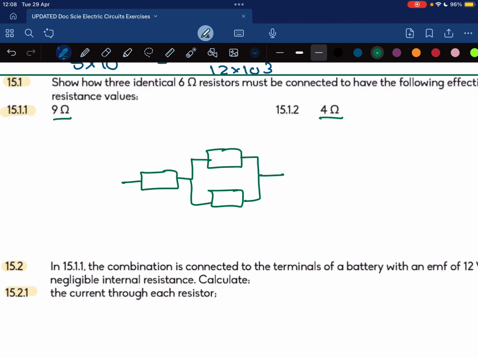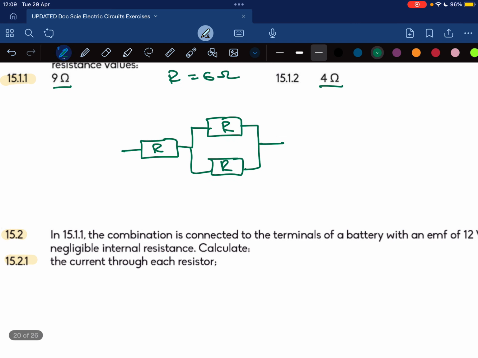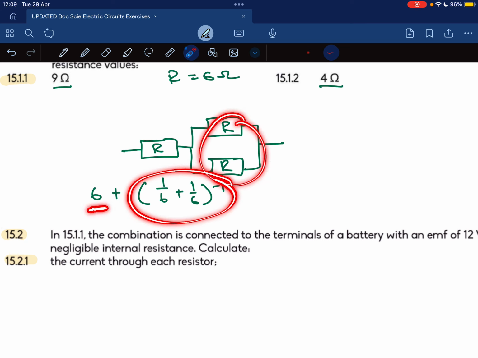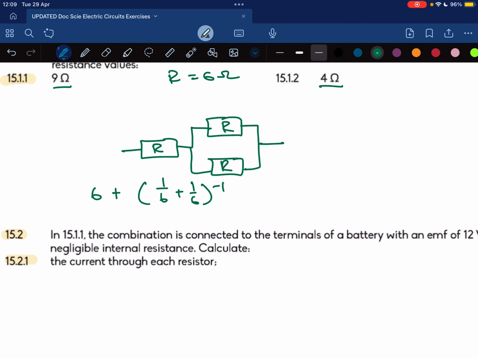So if I did this, I would say, okay, well, I'm just going to put R, but we know that R is 6 ohms. So let's have a look and see. If I have 6 plus 1 over 6 plus 1 over 6 to the power of negative 1, because remember this is the parallel part added to the series. If you put that on your calculator, 1 over 6 plus 1 over 6 to the power of negative 1 is 3. So 6 plus 3 is 9. Okay, so there's the first one.